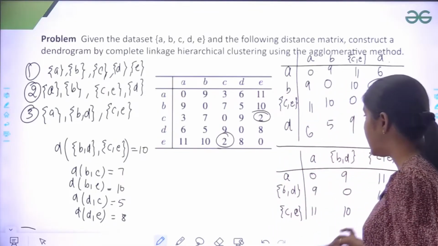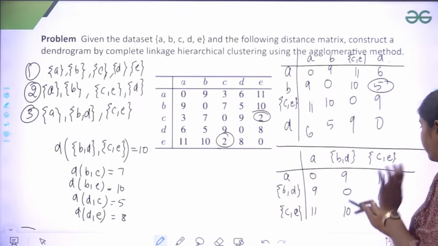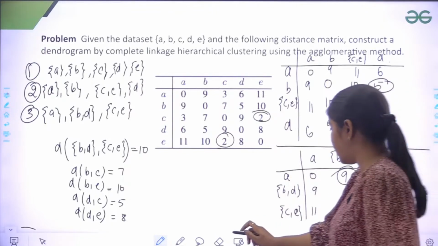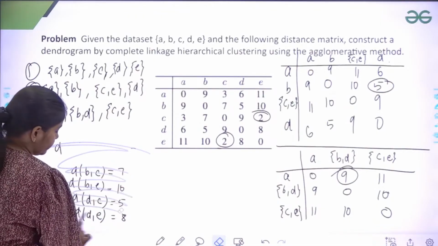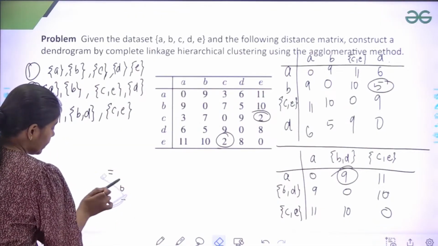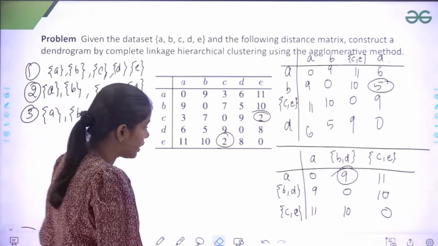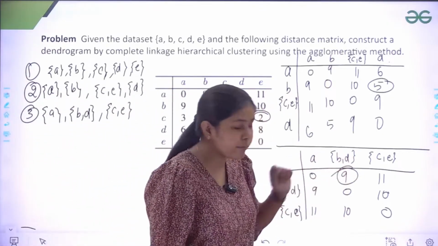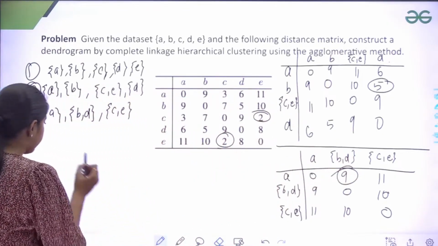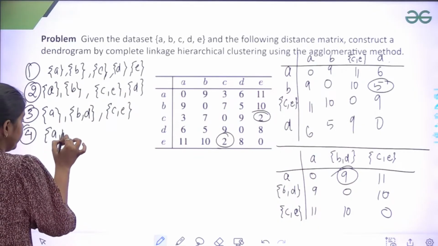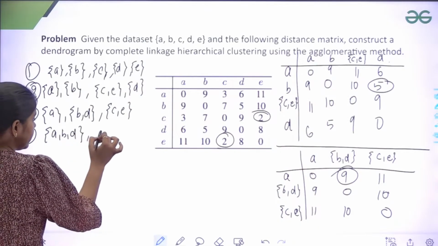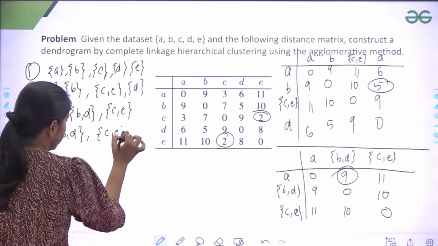So now again, I'll see whatever is minimum. This 9 distance is minimum. So what would I do? I got another cluster. Now I can combine the cluster. So you can see which cluster I can combine. I can combine A with BD, right? So that means I got A comma B comma D. This is another cluster, and then we have C comma E.